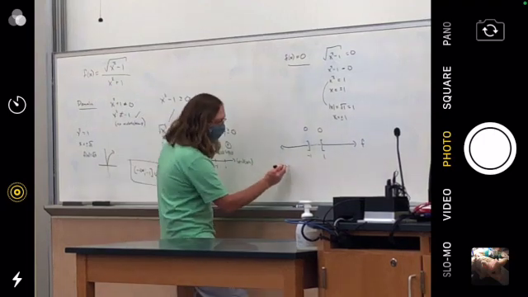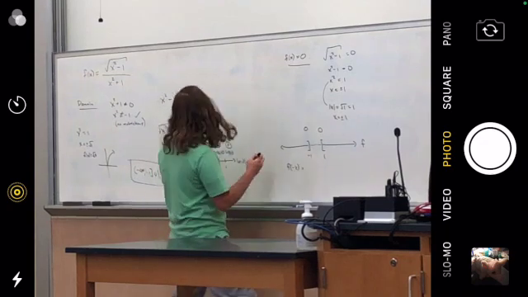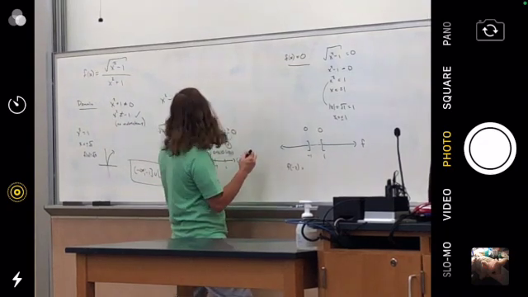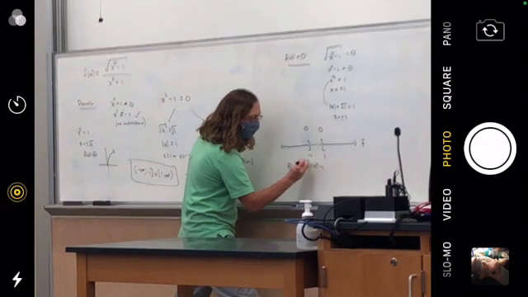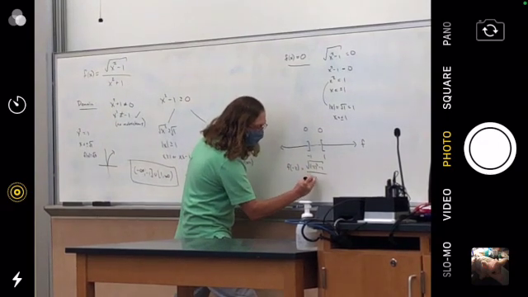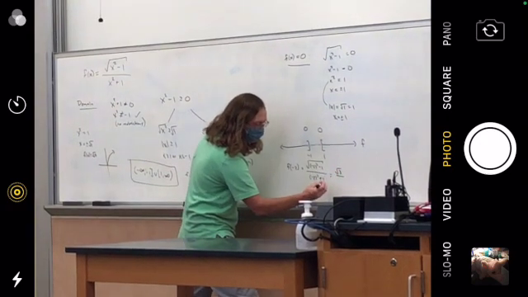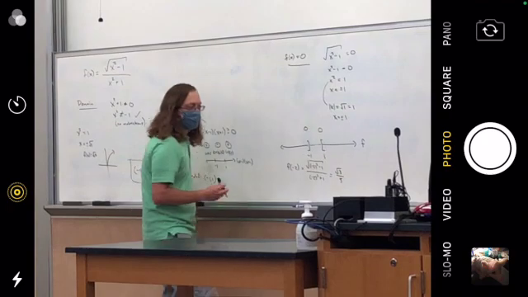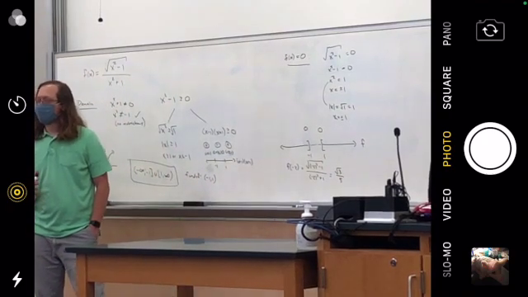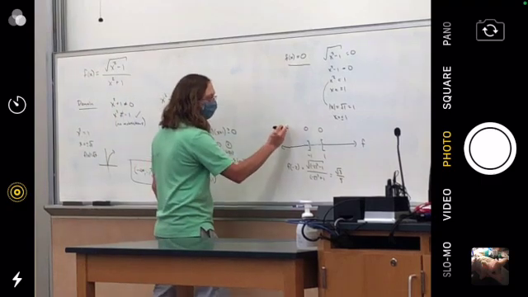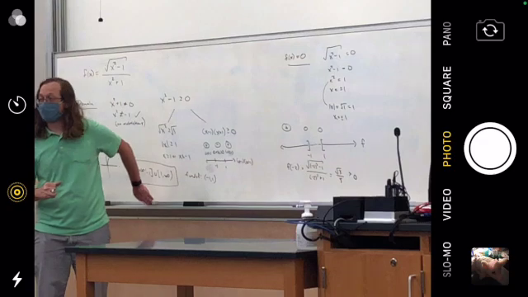So let's say I do something like f of -2. I get the square root of -2 squared minus 1, divided by -2 squared plus 1. So square root of 3 over 5. Is that positive or negative? Positive. All I care about is the fact that it's positive.